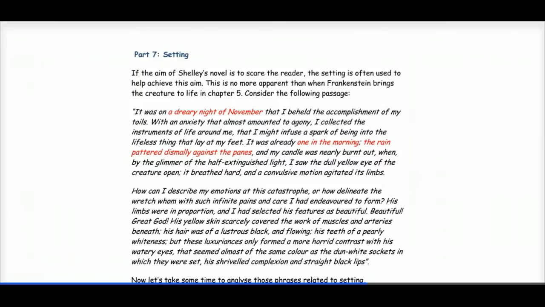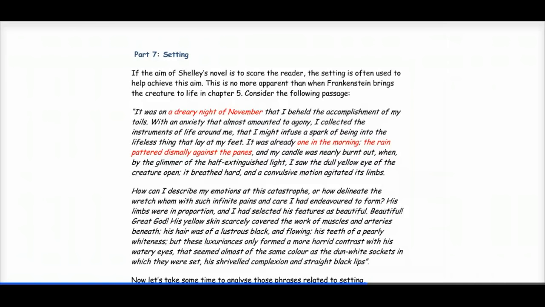So you can see the bits I've highlighted in red are to do with setting, and what's happening here is Mary Shelley is using the setting to try and just create fear in the reader. So the first thing is, it was on a dreary night of November. 2 parts to this quote. Number 1, it's night. So things that are set at night are often scary. And number 2, it's November.